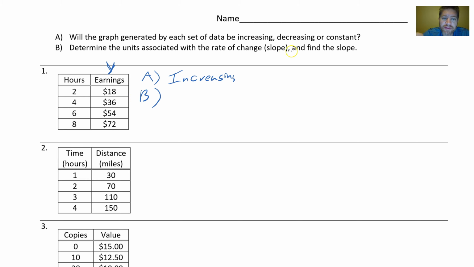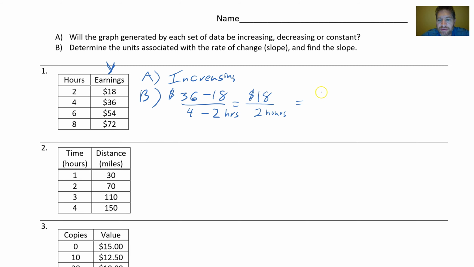The second thing you want to do is determine the units associated with the rate of change for the slope and find the slope. If you take any 2 points, it doesn't really matter. This is a constant rate of change. You subtract the y's and then subtract the corresponding x's and then put units on it. On the top is dollars. On the bottom, these are both hours. So when we finish, it's going to give us dollars per hour. So 36 minus 18 would be $18 over 2 hours. So it's $18 every 2 hours.